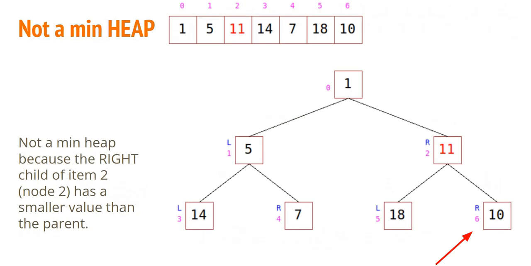Before wrapping this up, let's look at something that is not a min heap and why it is not. Where does the failure happen, right? Now, this list here, 1, 5, 11, 14, 7, 18, 10 is not a min heap. Let's see why. At the root node, it's all okay. 1 is smaller than 5. 1 is smaller than 11. This node is also fine. 5 is less than 14. 5 is less than 7. However, there's a problem at this node. 11 is more than 10. This is not a heap.